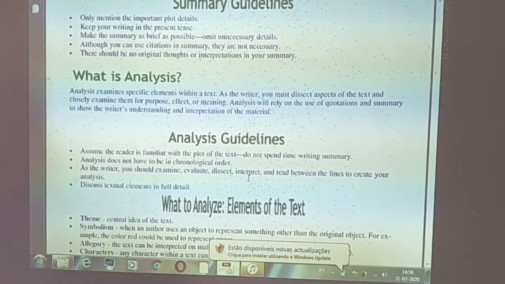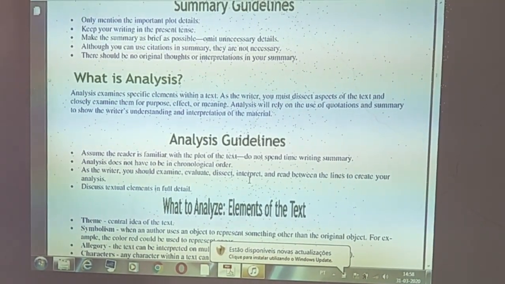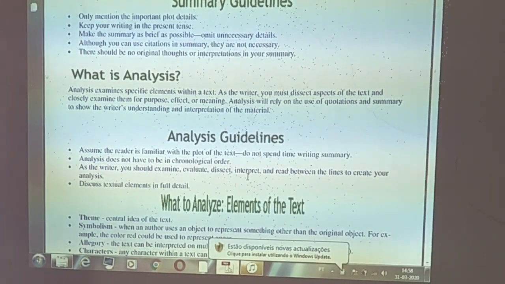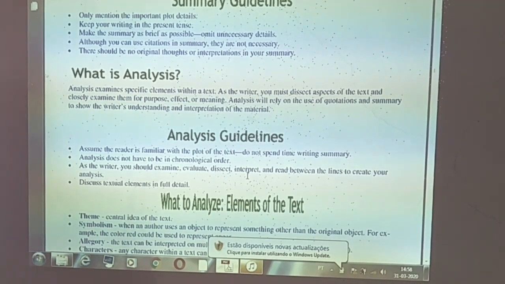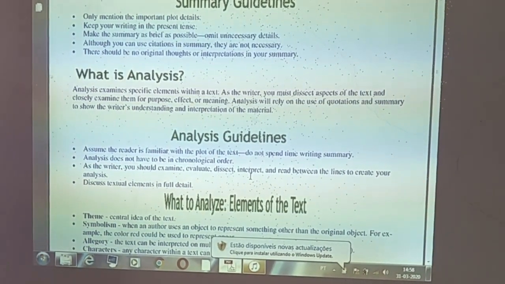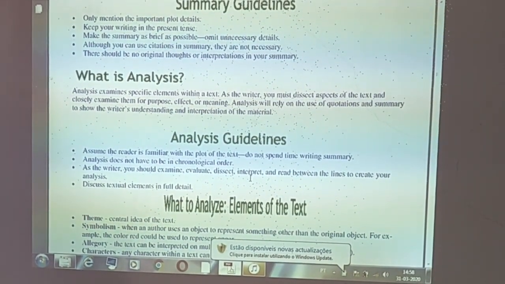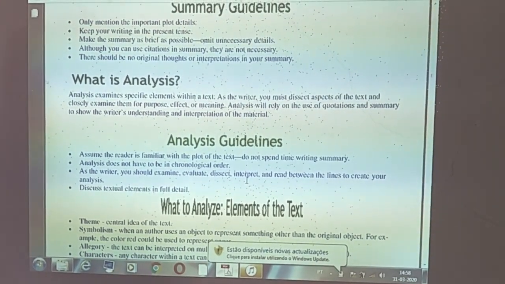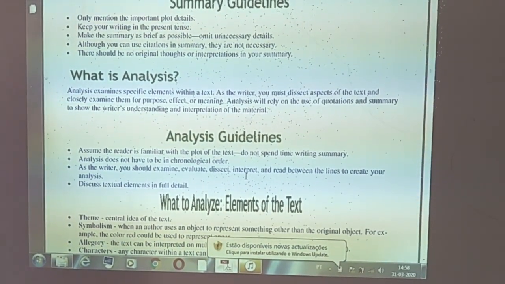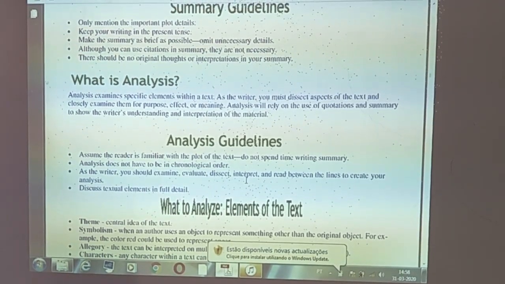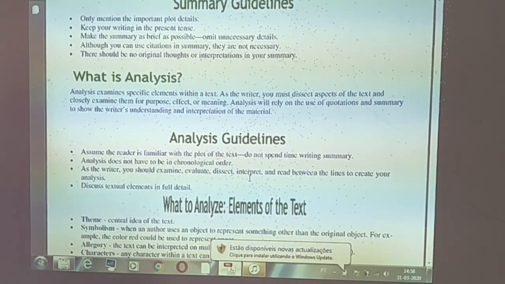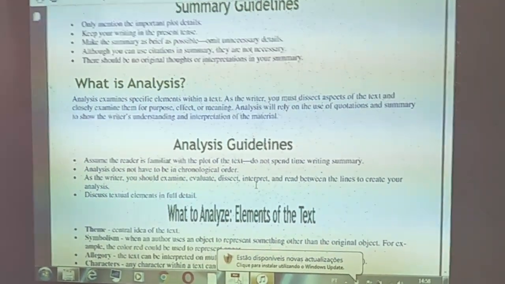All right? So, we have some analysis guidelines. Assume the reader is familiar with the plot of the text. Do not spend time writing a summary. Analysis does not have to be in chronological order. It doesn't have to be in chronological order, all right? As a writer, you should examine, evaluate, dissect, interpret, and read between the lines to create your own analysis. Discuss textual elements in full detail.